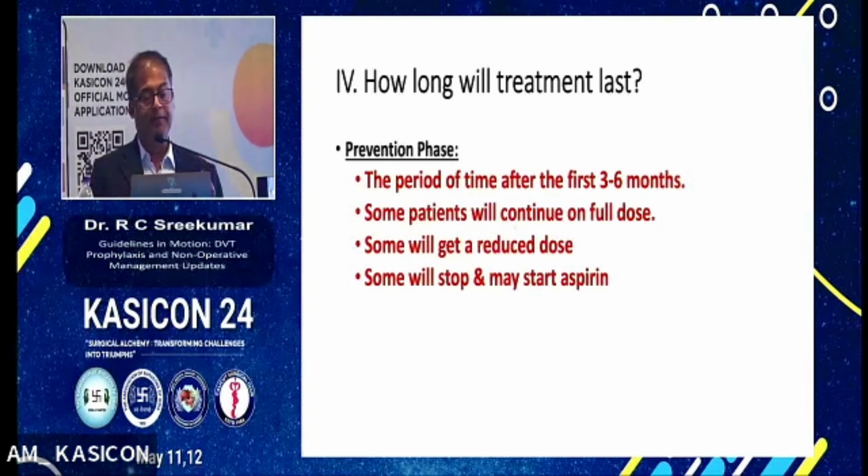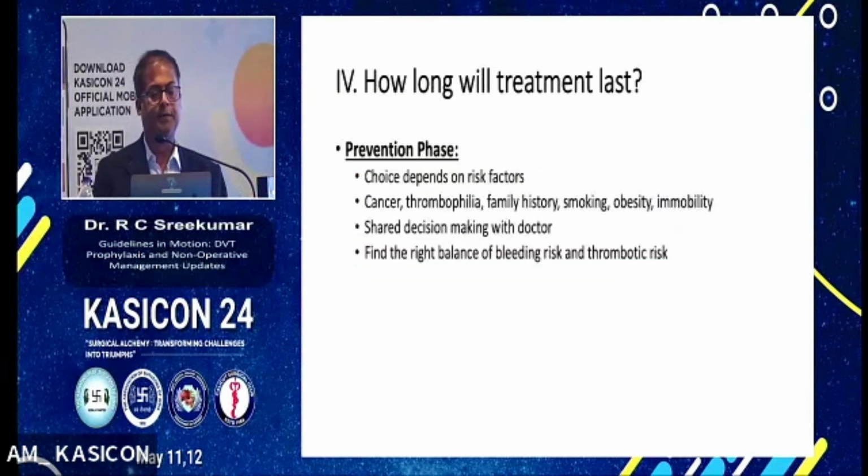The prevention phase is usually after 3 to 6 months, and some patients may have to continue, while some patients may not be keen on it because of various reasons. In some patients, we can reduce the dose. If you start any drug on a full dose, you can make it half the dose during this prevention phase. That should be discussed with the patient. Some patients may not be happy with long-term anticoagulation because of various factors, so that has to be discussed.